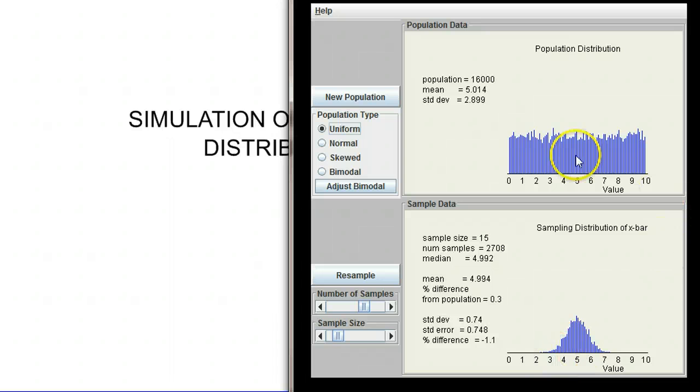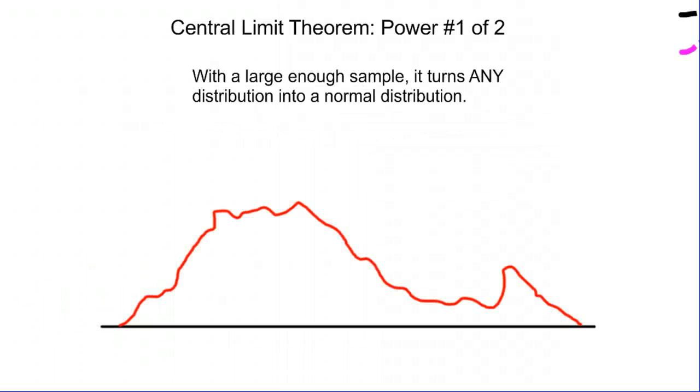So depending on how extreme and crazy the original population is, it will affect how big of a sample it takes in order for the plot of all the sample averages to form a normal curve. Now, again, the first power of the central limit theorem is that with a large enough sample, it turns any distribution into a normal curve. And remember, it turns the distribution of sample averages, of x bars, into that normal curve.